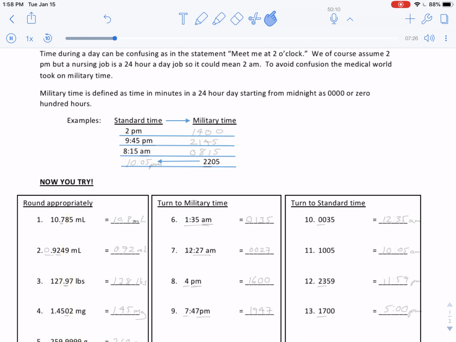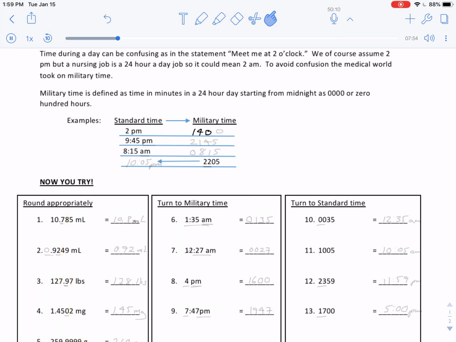So military time is pretty easy for most people, right? So 2 p.m. So anything in the PMs, we add 12 to it. So instead of saying 2 p.m., we would say 14, right? Adding 12 to 2, I get 14, and then we need the minutes. 1400 is what we would say.